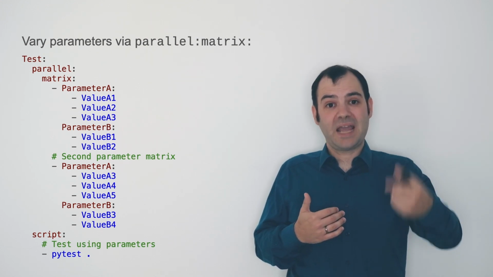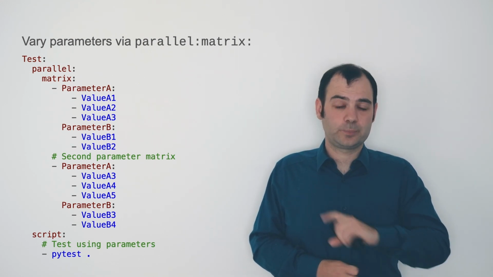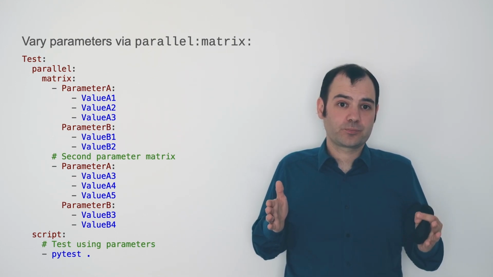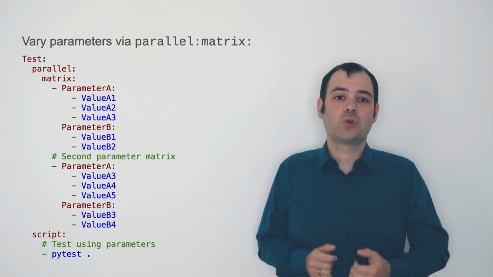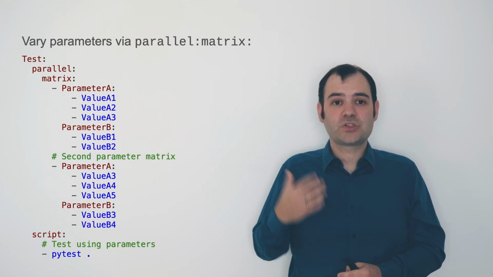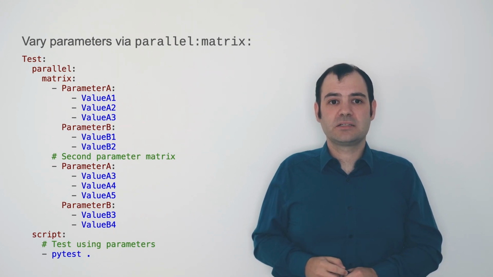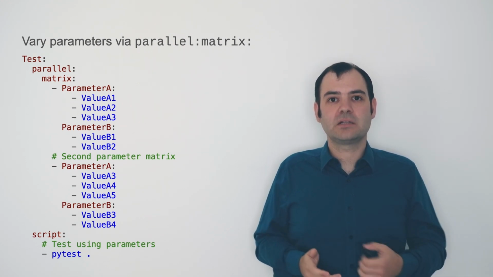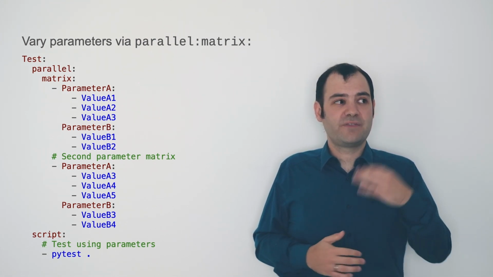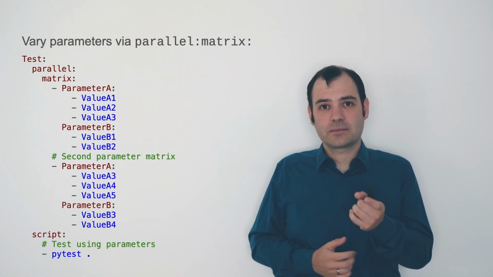And it will append the combinations from the second part of the list, in this case also 6, and will therefore start a total of 12 jobs, all performing what you wrote in scripts. In this case, it will start PyTest. The values of these parameter A and parameter B are handed over to the commands in script as environmental variables.